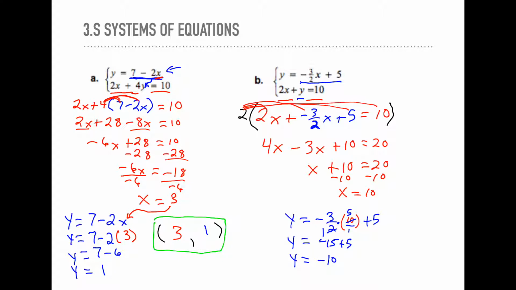And now that I know both my x and my y, I can write it in coordinate form. My x value is going to be 10, and my y value will be negative 10. A little bit trickier one with that fraction, but if you just multiply through, you get 10 comma negative 10.